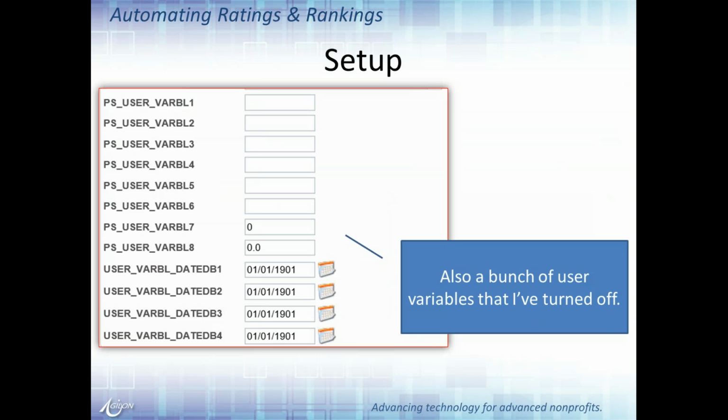When you're establishing the system, there are some other delimiters that you can set up on the system itself by including up to these 8 user variables and 4 date variables that, in our example, are turned off because we're not using them.